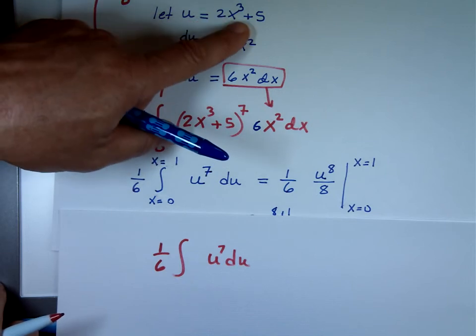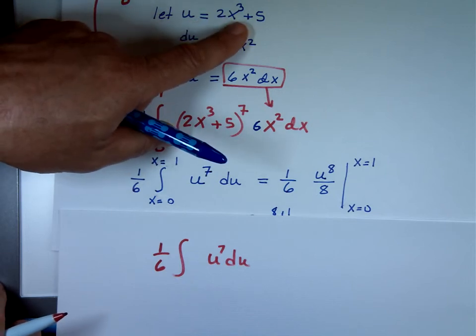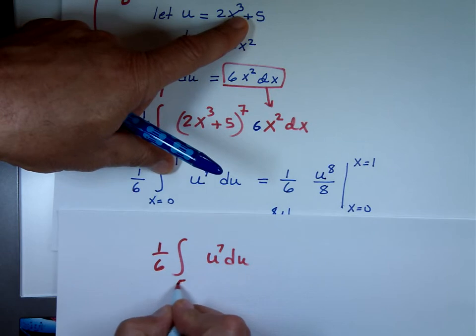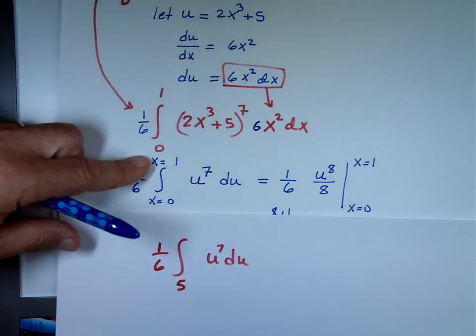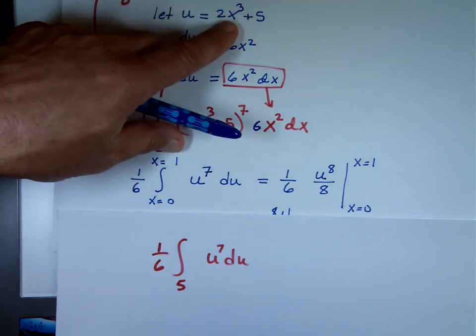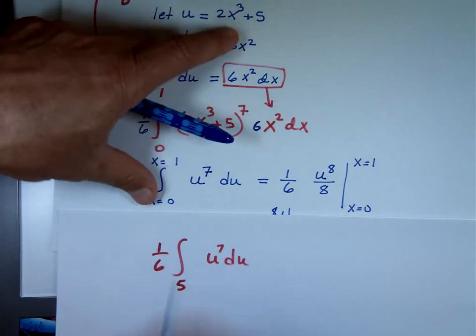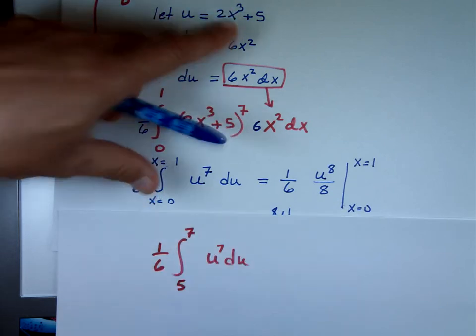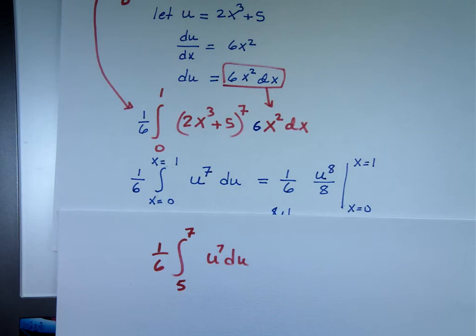What's 2 times 0 cubed? That's 0 plus 5, that's a 5. When x is 1, what's 2 times 1 cubed? 2 plus 5, that's a 7. So I could have changed my limits. I don't have to switch it back to x. So when you have a definite integral, you don't have to switch it back to x. You can integrate that now.